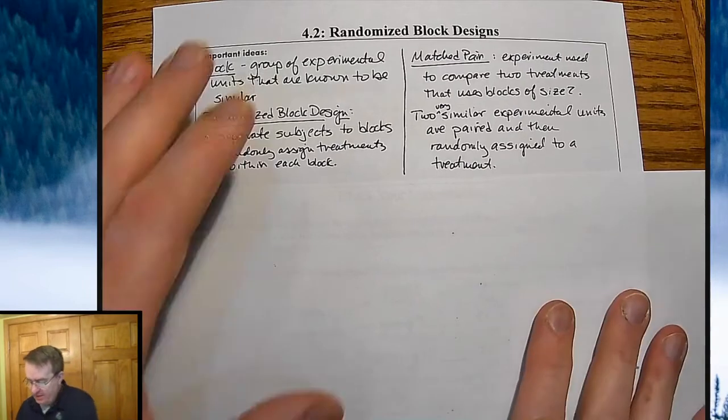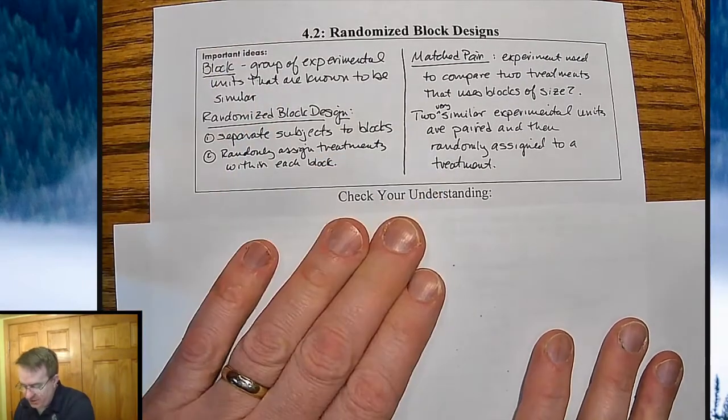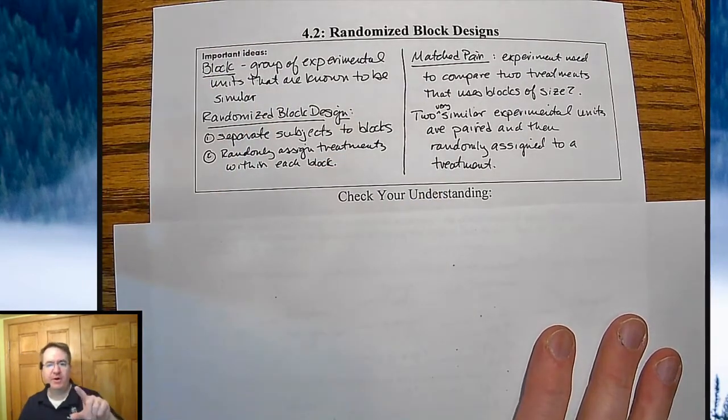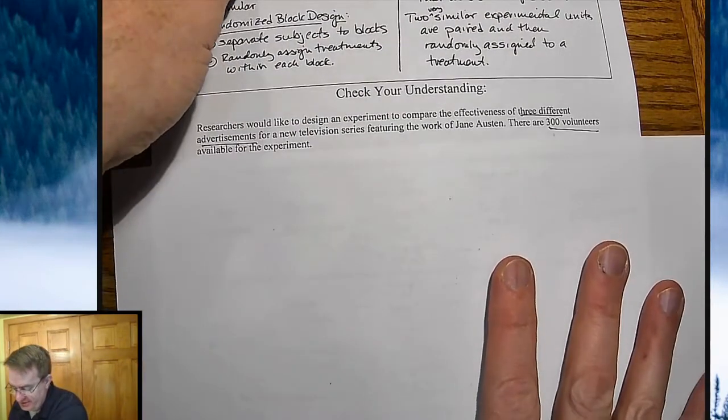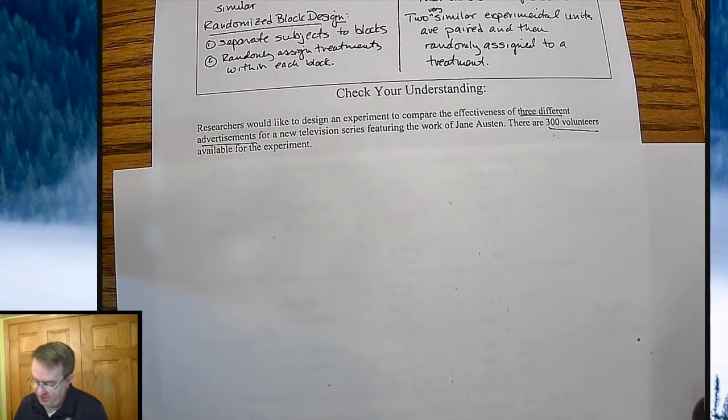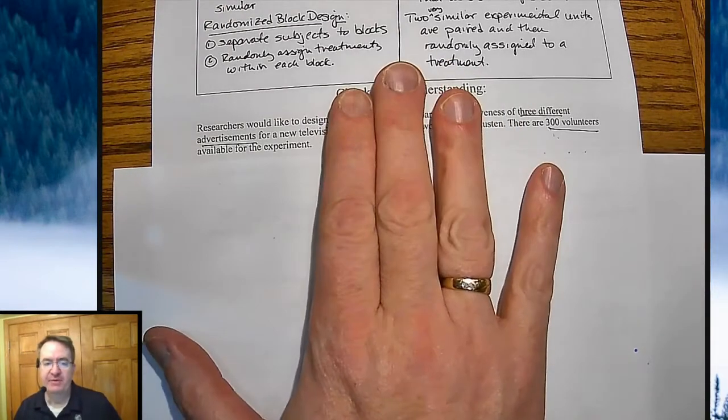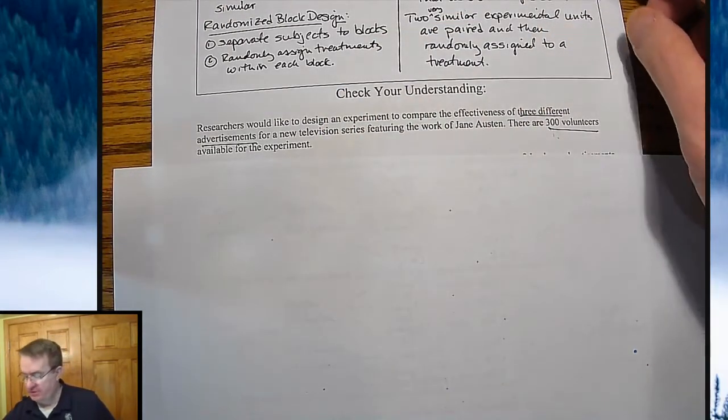Now, again, down here, we've got an experiment, check your understanding. So hit pause. We'll come back and talk about it. Researchers would like to design an experiment to compare the effectiveness of 3 different advertisements for a new television series featuring the works of Jane Austen.